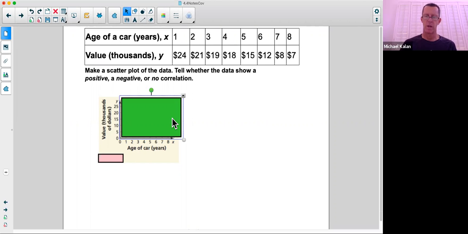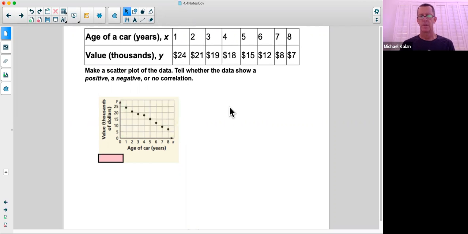Okay, so hopefully when you plotted those 8 points, they look something like that. And that clearly is a negative correlation, which makes sense, right? You would think that as a car gets older, it goes down in value.